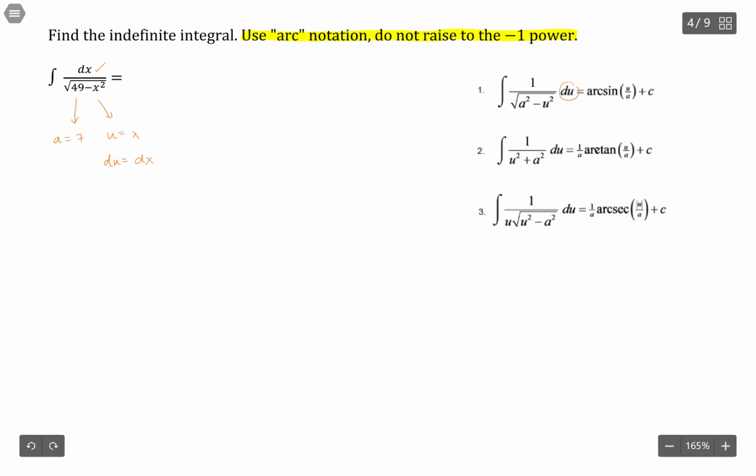All we need to do to integrate this now is to just follow the formula. The formula says this is arcsine of u, which is x, divided by a, which is 7, and plus a constant. Now we're all set.